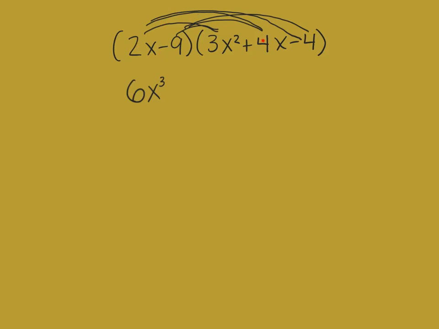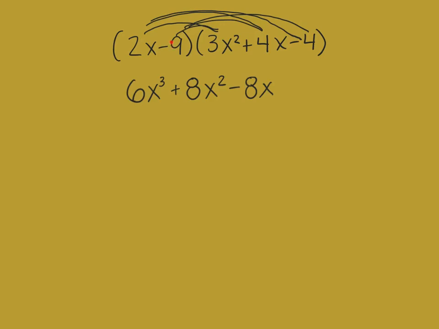Next, 2x times positive 4x. 2 times 4 is positive 8. x times x is x squared. Next we have 2x times negative 4. So positive 2 times negative 4 would be negative 8. And then we just have that x, so negative 8x.